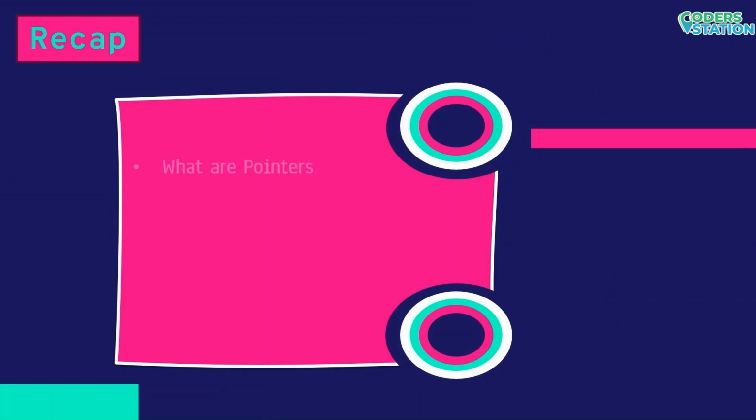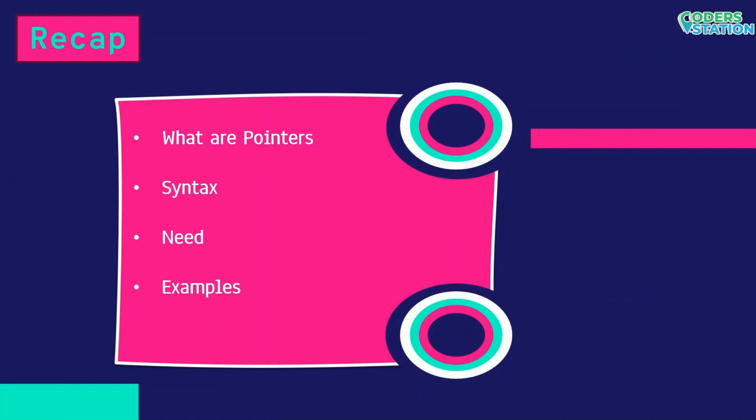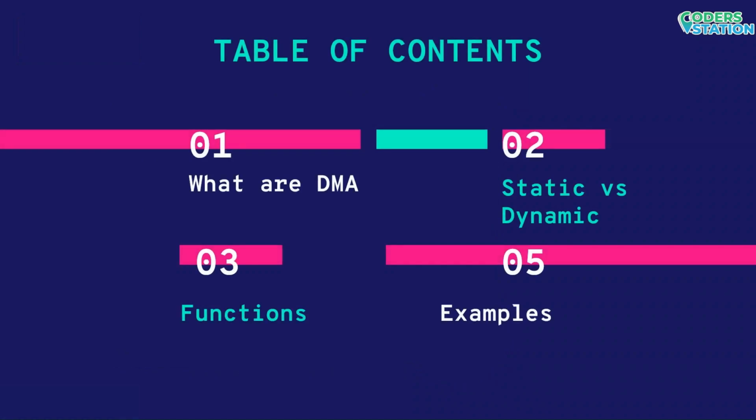So first of all, we have to see what we have done in our previous video. In our last video, we have seen what are pointers, its syntax, the need of pointers and its examples. I recommend you to please watch our last video before continuing forward because pointers is an important concept in C. So you must first watch those videos before continuing today. Without wasting any time, let's see what we are going to see in today's video.